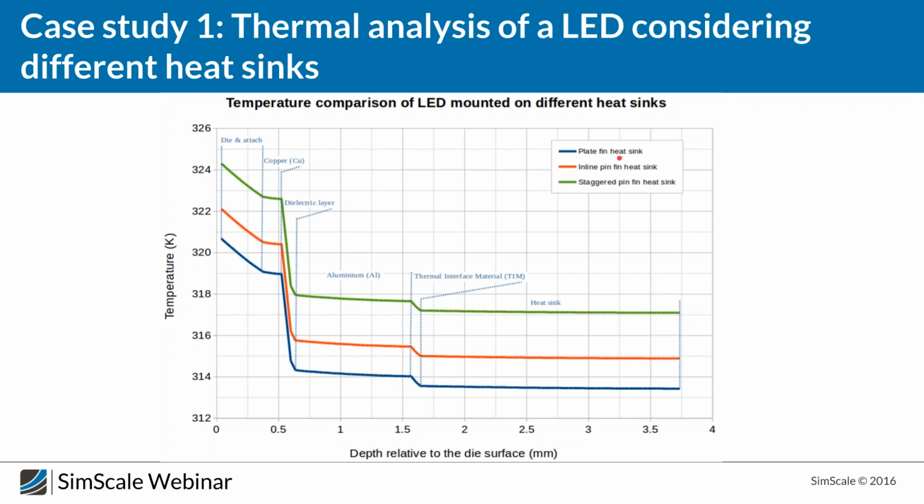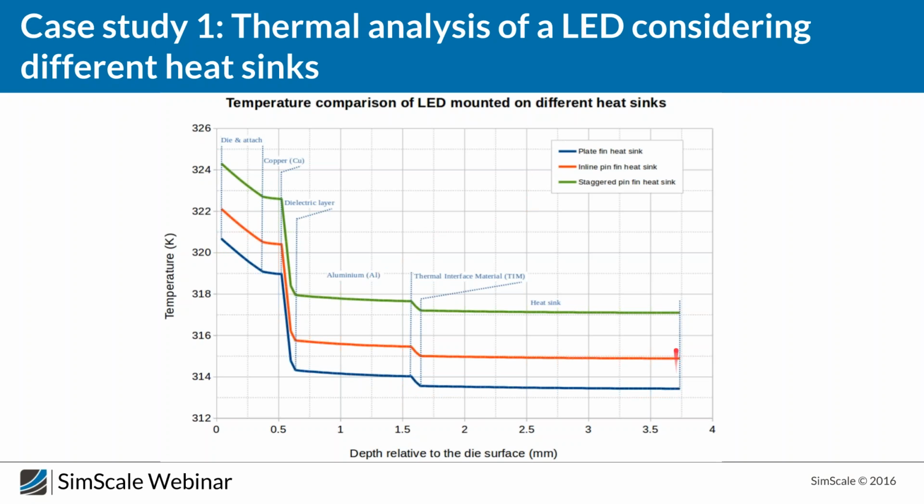You can see that it's a plate fin heatsink, the first model. The second one is inline pin fin heatsink, and the third one is staggered pin heatsink. So this is how the model looks like, and how the distribution of the temperature looks like. You can see that it nearly starts at 324 in the case of staggered pin, whereas there is a difference of approximately 1.5 or 2 degrees in the case of plate fin. And this is how the distribution of the temperature looks like.